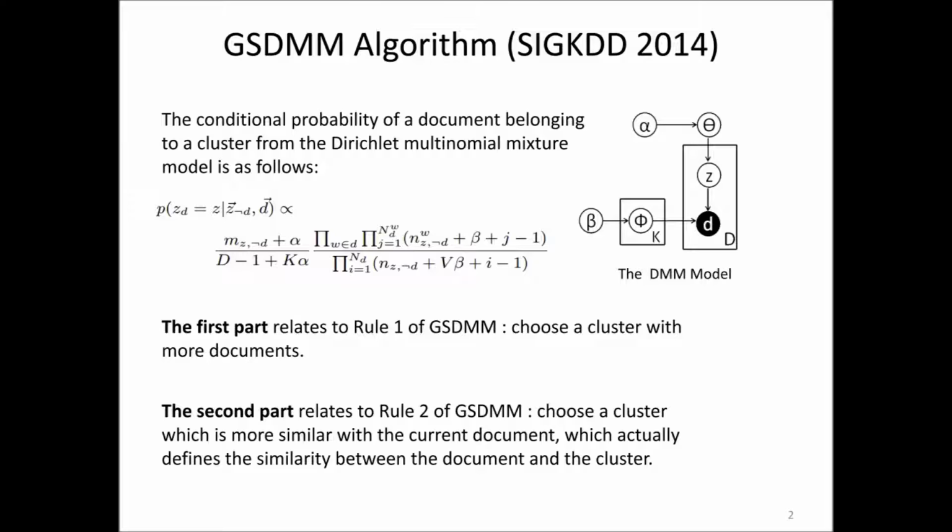The probability of a document belonging to each cluster is proportional to the size of the cluster and the frequency of the document's words in each cluster. In this way, we consider both the size of the cluster and the similarity between the document and each cluster when assigning a document to one of the clusters.